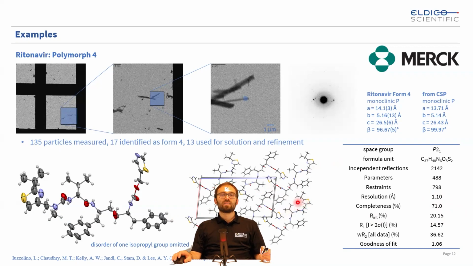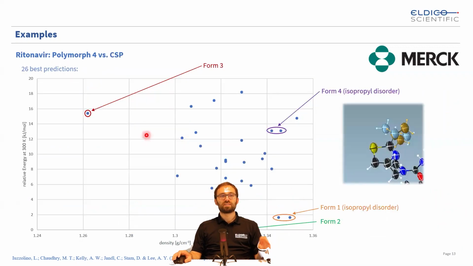Let's have a more detailed look at the crystal structure predictions. So here we can see the 26 best predictions. Indeed, form 2 is predicted as the most stable one, more stable than form 1. So this basically shows that with today's level of crystal structure predictions, the ritonavir polymorph catastrophe could have been predicted.